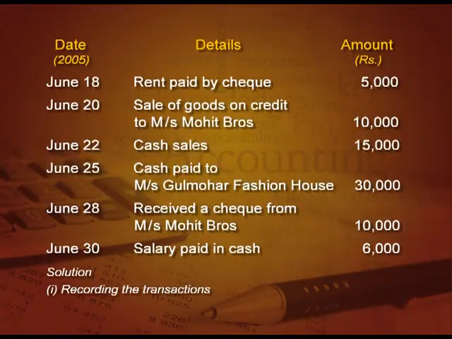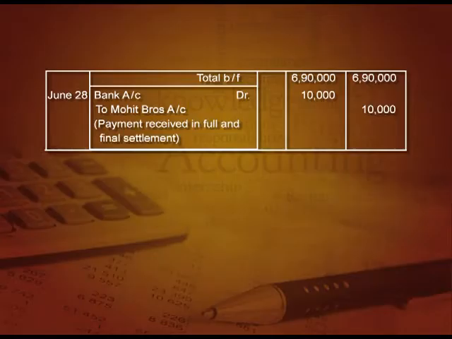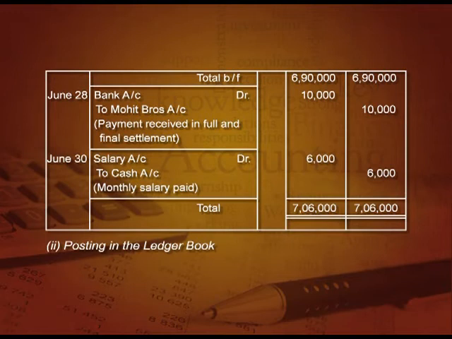Next, salary paid in cash 6,000. So, this will be salary account debit to cash 6,000. In the salary account we will be writing to cash 6,000 and in the cash account by salary 6,000.